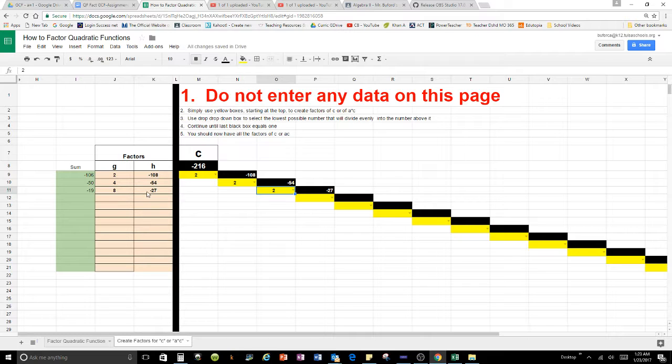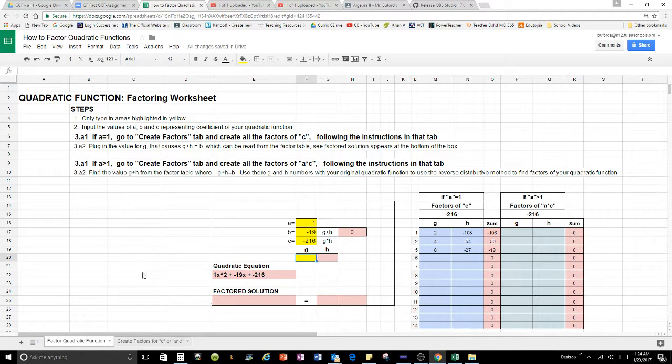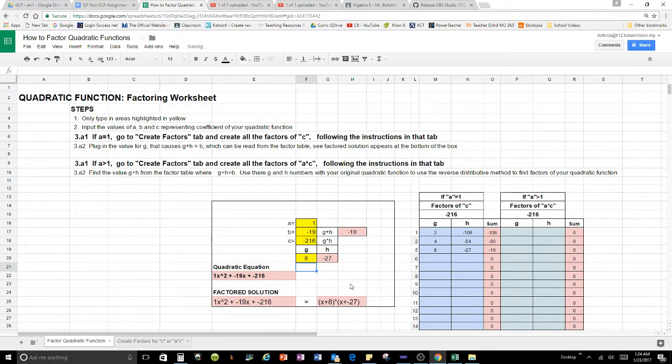The product of 8 and minus 27 is minus 216, and when you add these two together, they give you minus 19. So if we go back to our quadratic function table tab, we put a here, if we put 8 here, hit enter, you see that does give us a solution, x plus 8 and x plus a negative 27, or x minus 27.